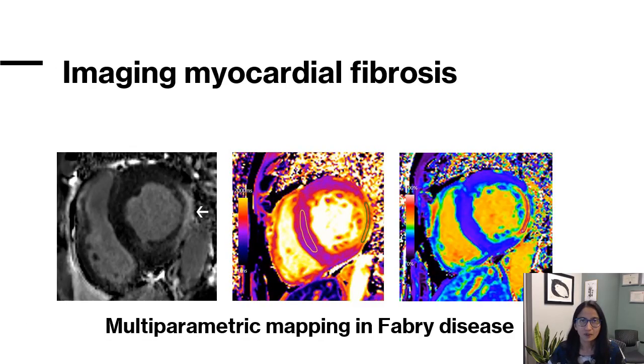This is an example of a 62-year-old male with Fabry's disease. The short axis LGE image shows subepicardial LGE. This is the T1 map, and the orange ROI that is drawn in the septum shows low native T1, which is indicating glycosphingolipid deposition. Elevated native T1 as well as elevated extracellular volume in the infralateral wall with the presence of LGE are all indicative of fibrosis.